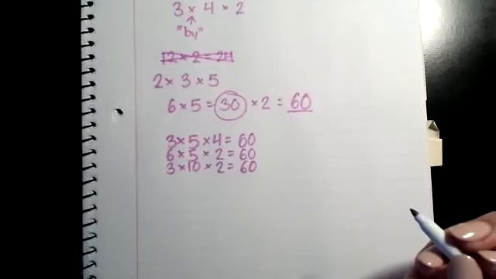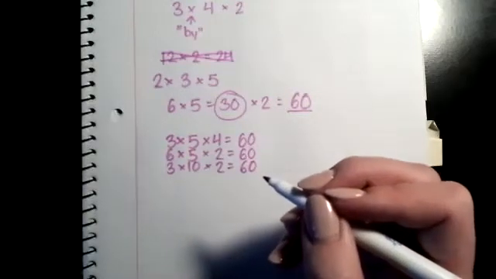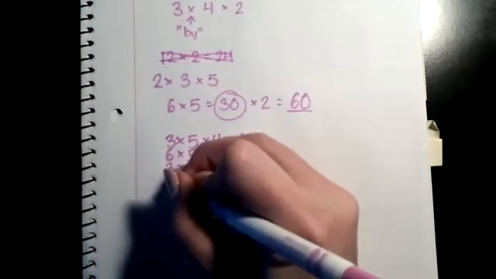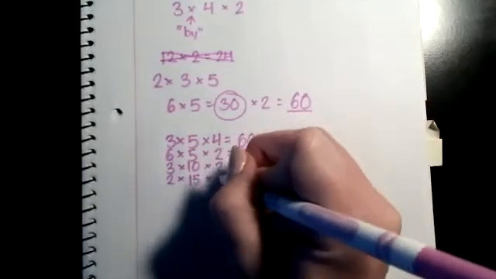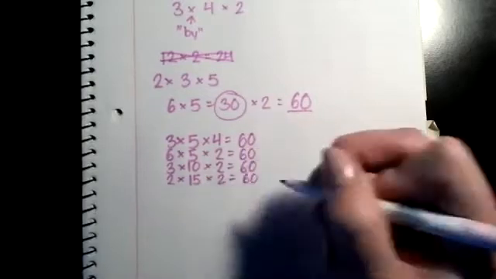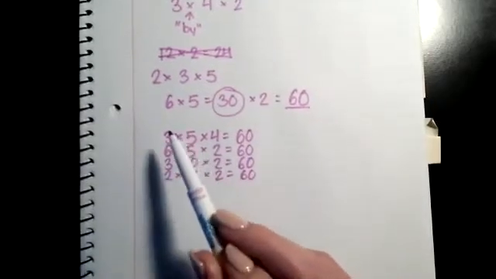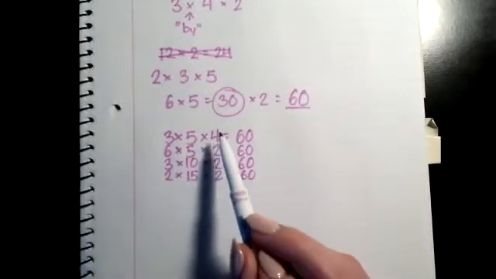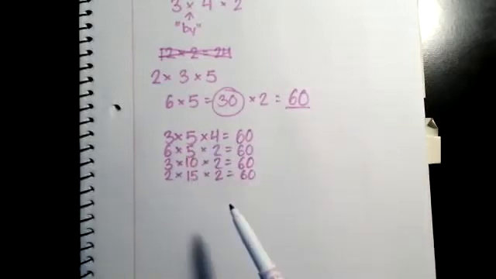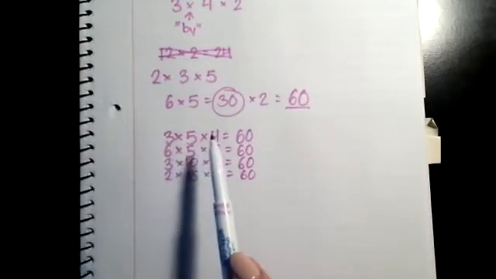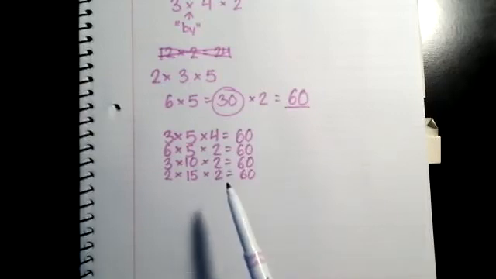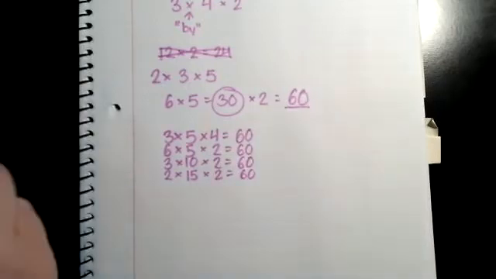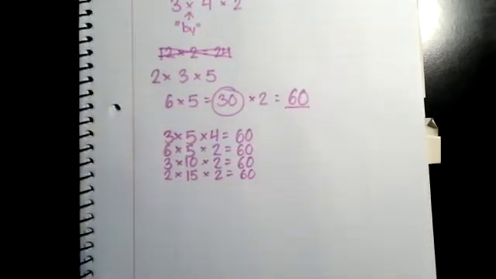I could use some bigger numbers. 2 times 15, that would be 30, and then times 2 equals 60. See, I'm trying to make this simpler on myself by using facts I already know and then doubling them and getting up to 60. But either way, I'm using 3 numbers, 3 dimensions that when multiplied together are going to get me the volume of 60.